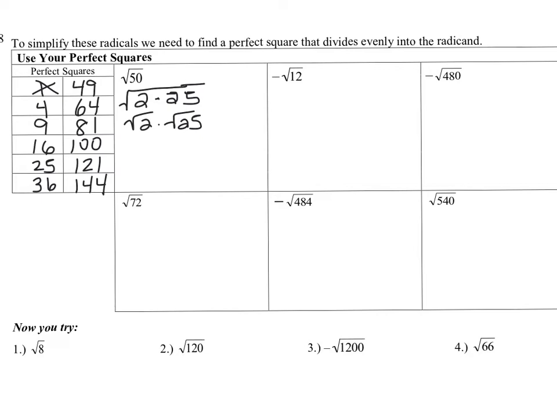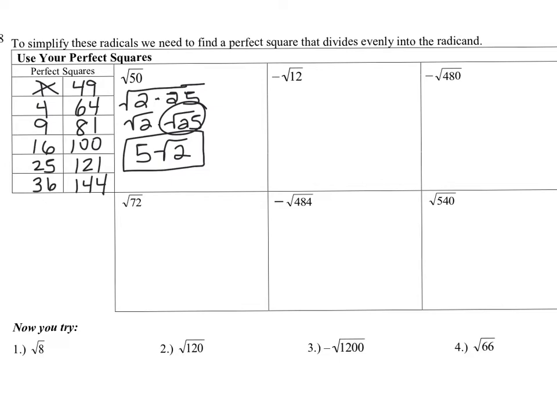Now, we can simplify this further because we know the square root of 25 is 5, right? 5 is an integer. So I'm going to make this 5 square root of 2. Now, if you were to go to your Desmos calculator and type in the square root of 50, you would get an irrational decimal that would end on the computer, but doesn't actually end, it's irrational. If you also type in 5 square root of 2, you're going to see that the decimals match. It's just that 5 square root of 2 is a simpler form of the square root of 50.